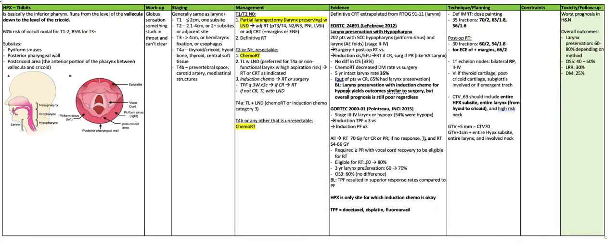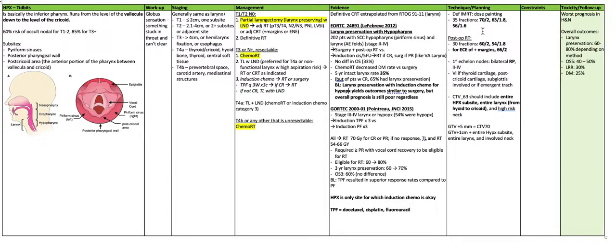Eligible for radiation went up from 60% to 80%. The 3-year larynx preservation rate went from 60 to 70%. Overall survival between the arms was 60% with no difference. Bottom line is TPF resulted in superior response rates compared to PF. Hypopharynx is the only head and neck site for which induction chemotherapy is okay, and recall TPF stands for docetaxel, cisplatin, and 5-FU, or fluorouracil.